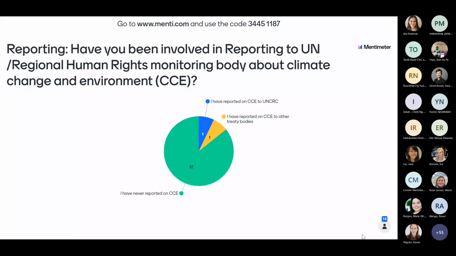So we have 12 persons that have never reported on climate change and environment. We have one person who said that you have reported to the UN Committee on the Rights of the Child, and one person who said that you reported to other treaty bodies. Nobody has written to the Universal Periodic Review at this point. And nobody has written, I think, about the African Charter, but we know that our colleagues from Côte d'Ivoire, for example, have that. Could we go to the next question?